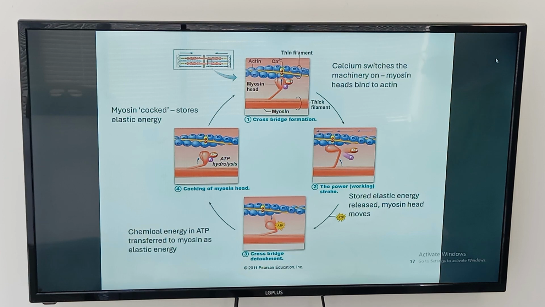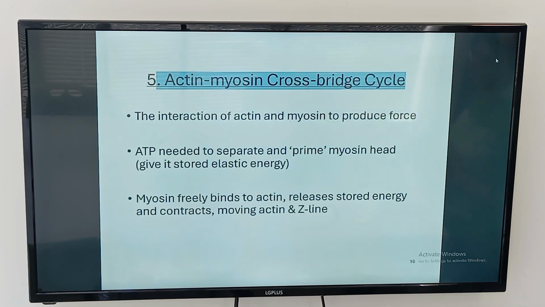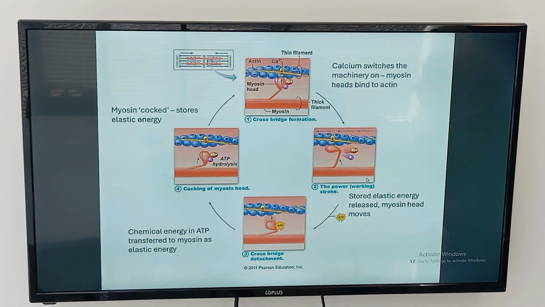Let's revise the actin-myosin bridge cycle quickly. This is in a relaxed state. As you can notice, the titins are uncoiled and the actin fibers aren't attached to the midline. The first step is the cross bridge formation.